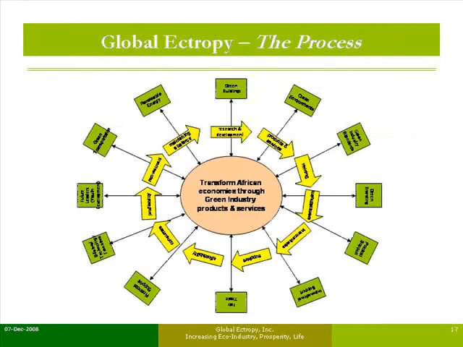Now we get to the process of implementing all of this. The diagram reflects our vision for how the transformation process occurs. The green boxes are system components. The yellow arrows are factors that drive change. We will see both of them in detail shortly.